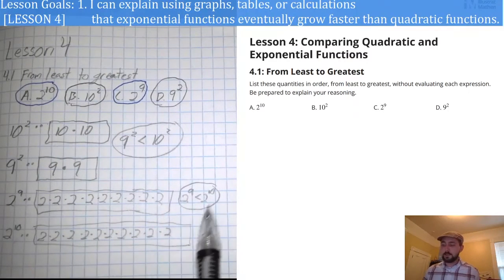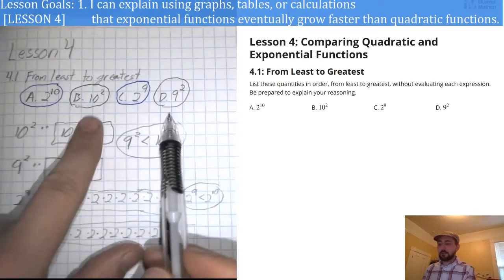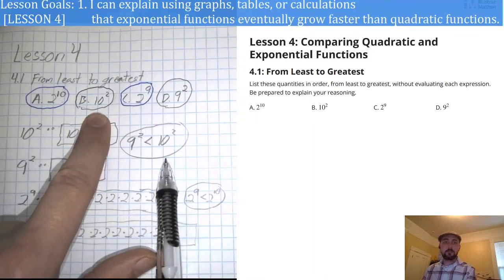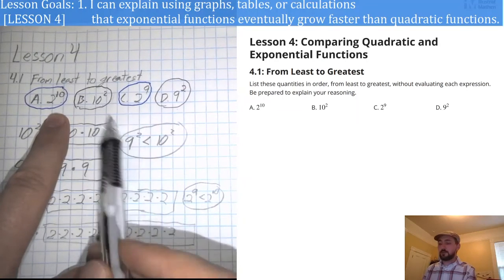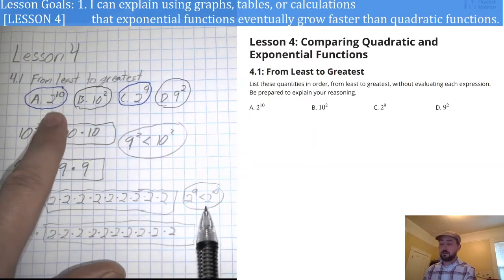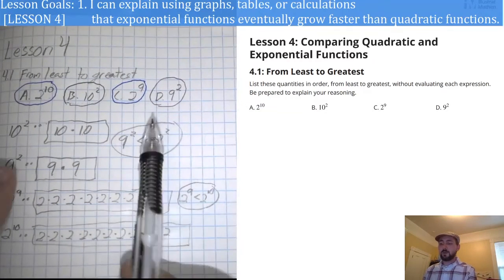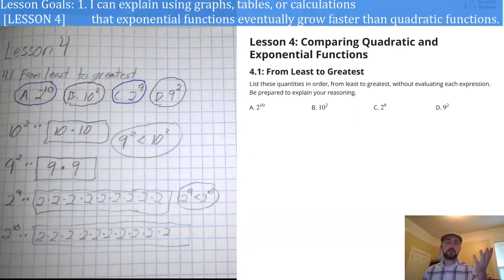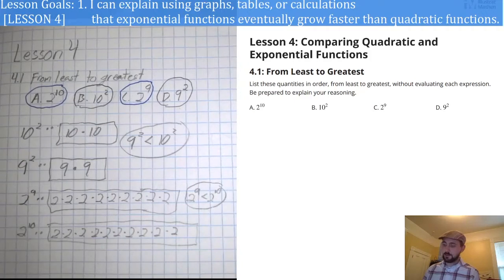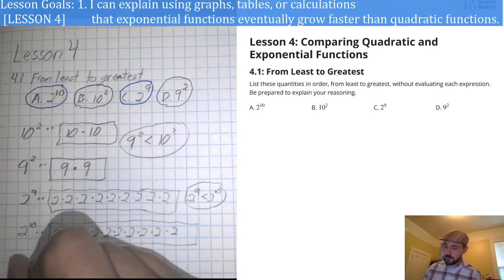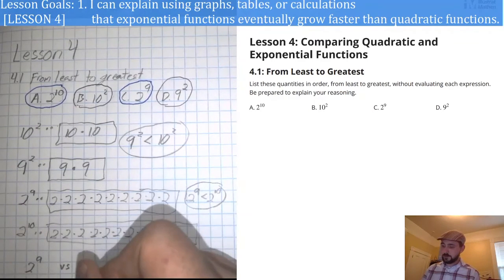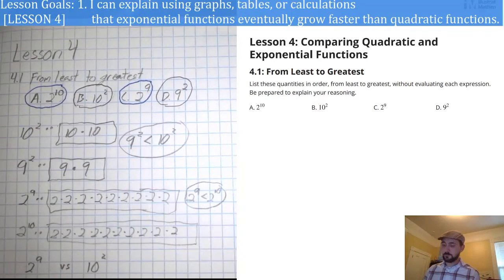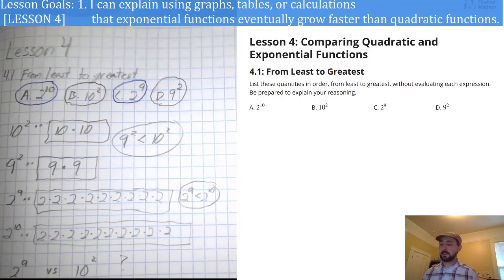So we can do these kind of two pairs, right? 10 squared versus 9 squared. We figured that out. 2 to the 10th power versus 2 to the 9th power. We figured that one out. But now what about comparing between pairs? Like, how do I compare something like 2 to the 9th power versus something like 10 squared without plugging everything in?